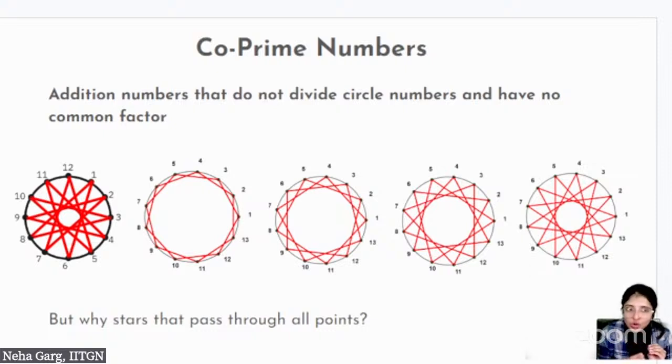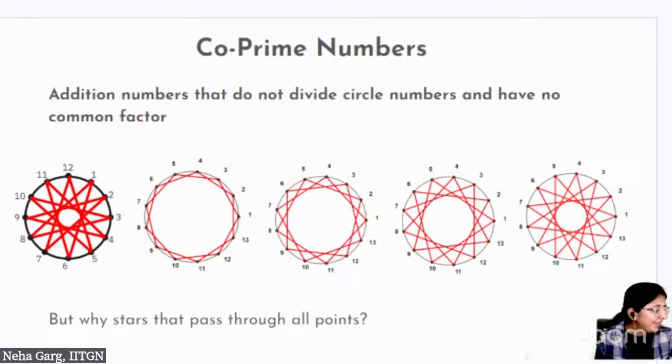That is, no number divides 5 and also divides 12. Like in the case of 8 and 12, 4 is dividing 8 and 4 is dividing 12, so there is a common factor. But in the case of co-prime numbers, there will be no common factor. And if there is no common factor and the smaller number does not divide the larger number, you get co-prime numbers. I hope this makes sense.